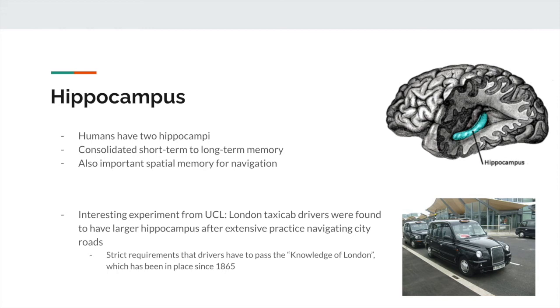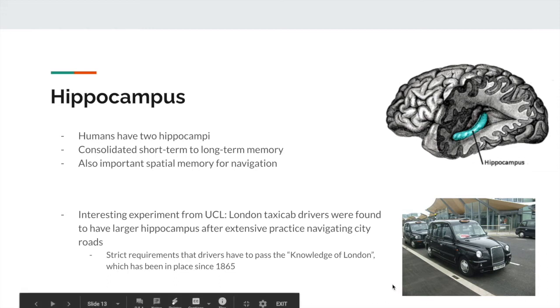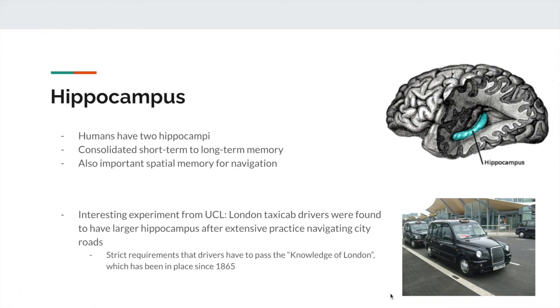And so you basically have to train for several years in order to get that level of knowledge of the different areas of London. It's actually a test known as the Knowledge of London that has been in place since 1865. It's a kind of honor in the world of taxi cab drivers, and it's a pretty difficult examination to pass.